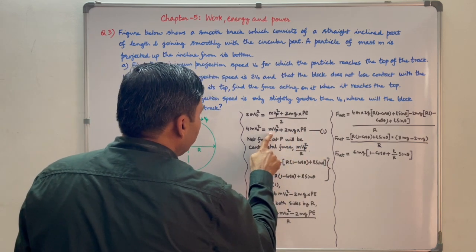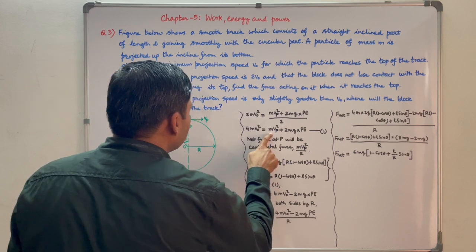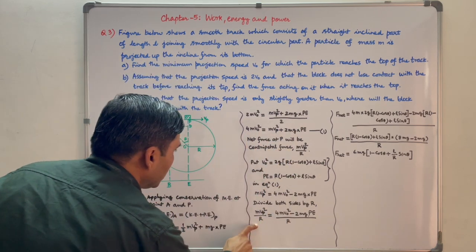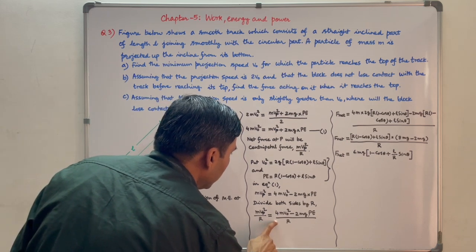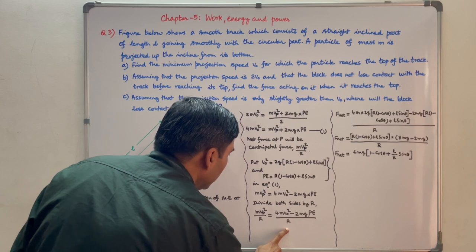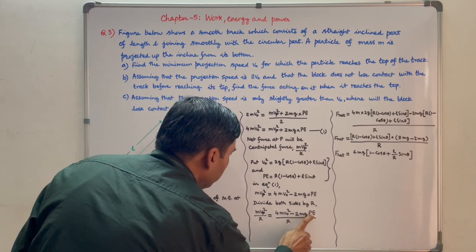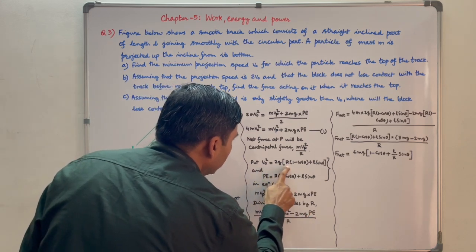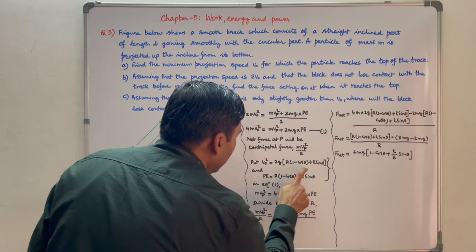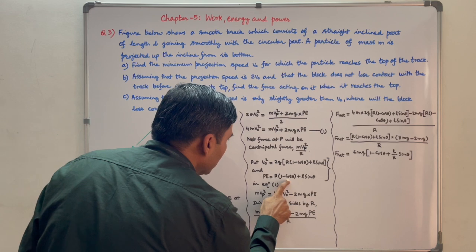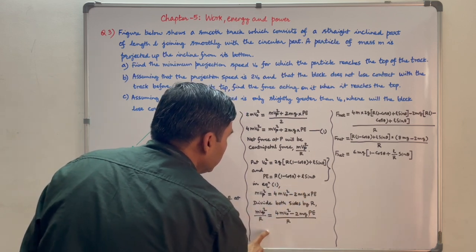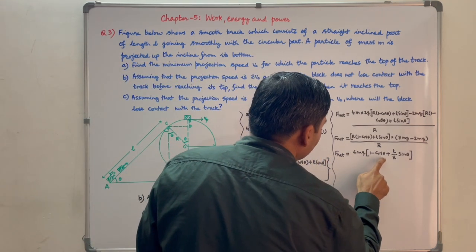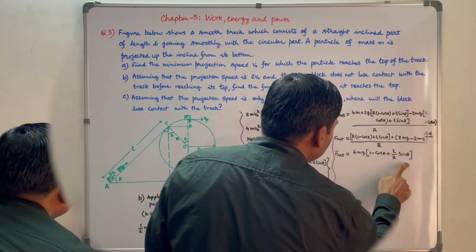We have to calculate mvp square upon R, that is the net force at point P. So divide both sides by R. That gives mvp square upon R is equal to 4mv0 square minus 2mg into PE, upon R. Put the values of V0 square and PE from part A, that is V0 square is equal to 2g into R into (1 minus cos theta plus L sin theta), and PE is equal to R into (1 minus cos theta plus L sin theta). This gives the net force at point P is equal to 6 mg into (1 minus cos theta plus L by R sin theta).